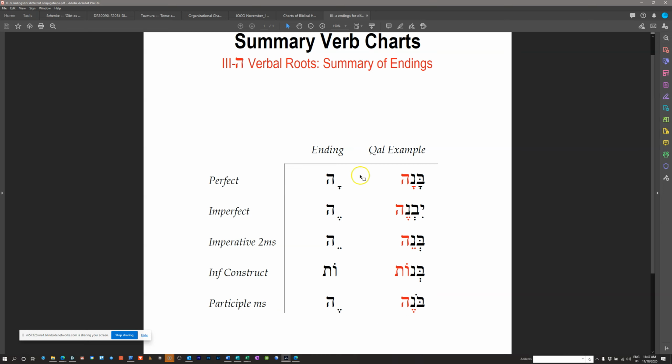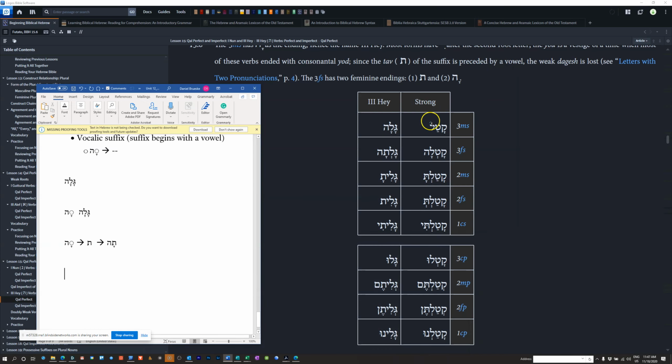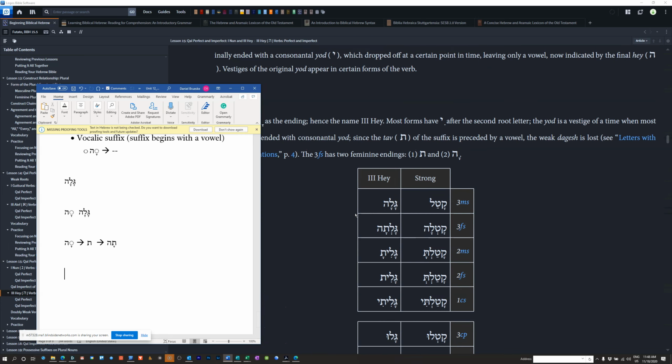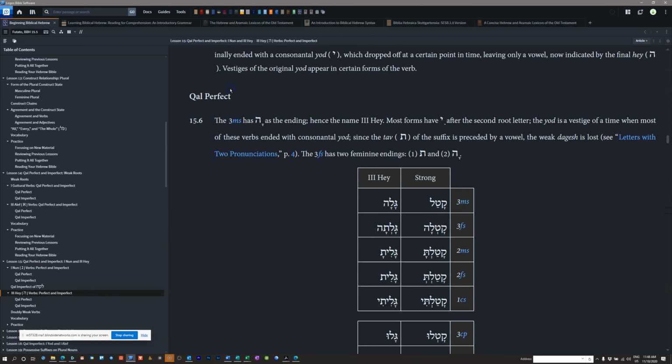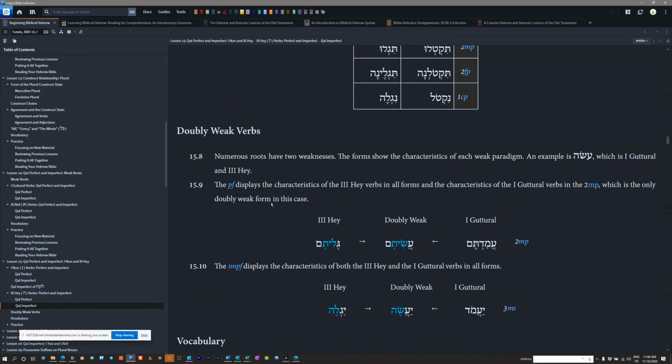So this is a chart that we'll come back to toward the end of second semester that's really going to help you sort out the third hey verbs, all right? But we'll just get a little bit of a preview of it here, and then I will revisit that later. So that is basically what we're looking at with third hey and 1 noon as far as the perfect and the imperfect go. Here it talks a little bit about doubly weak, which I mentioned before.